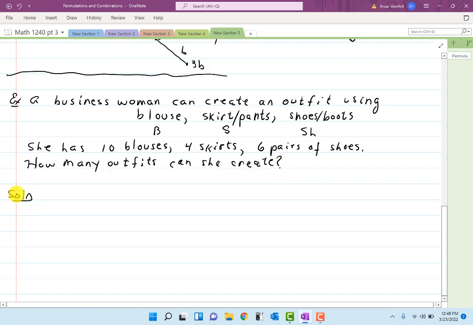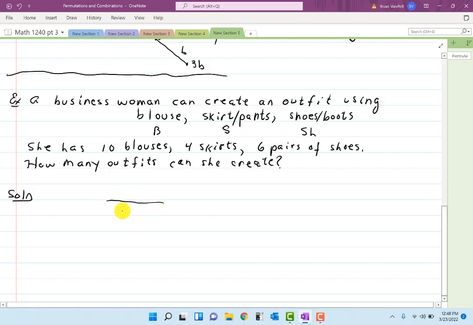Now this one is a little bit dicey. I'm going to say these are independent events because no matter what blouse you pick, you're free to choose whatever skirt you pick. Obviously, this is not taking into account any ideas of matching clothes or anything like that. So in the context of the problem, you're freely able to mix and match any items with any other items, and nobody is going to talk about you. So with that being said, how many outfits can she create?